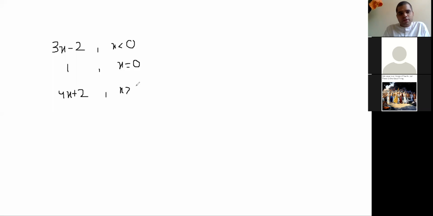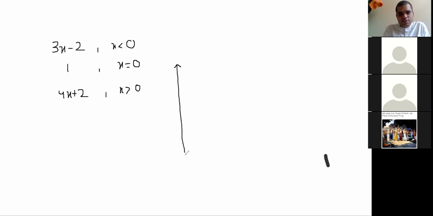Okay, so now we have to draw the graph of this function. So this is our coordinate system. Yes, not 4x plus 2, I think 4x plus 1. Okay, yes, 4x plus 1.